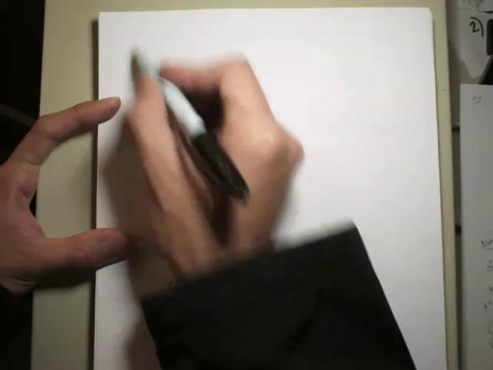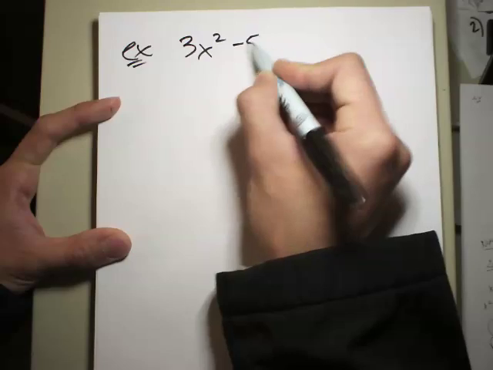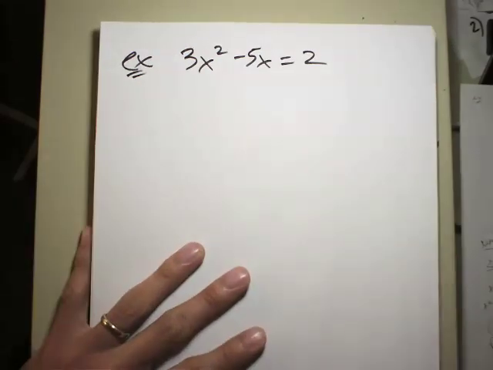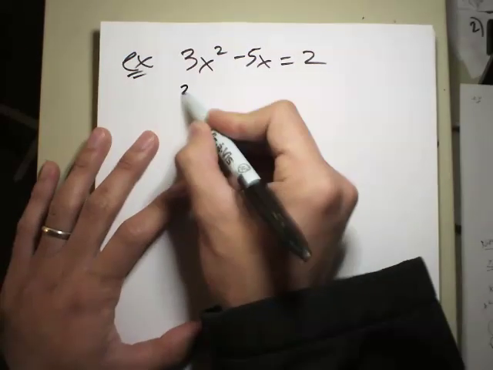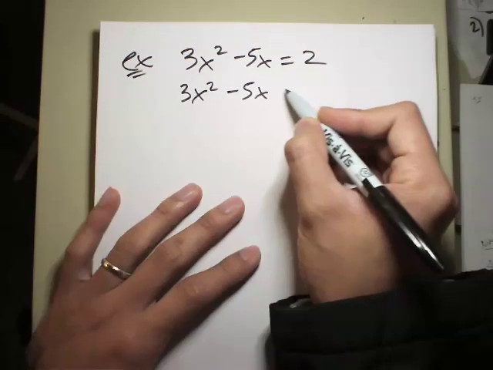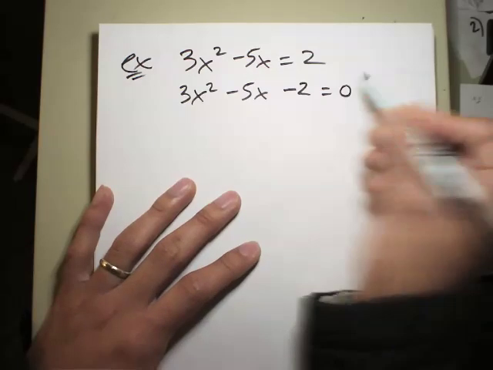So here we go. Pretend now this is the case that I talked about. I have this case and I want to put it back into the right format, so I'm just putting everything back together with the 0 on one side. I just want to have the ax squared plus bx plus c equals 0 term. So I subtract the 2 over, and this is what I have.